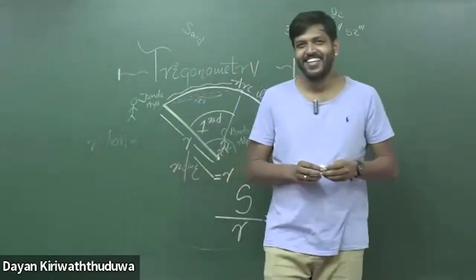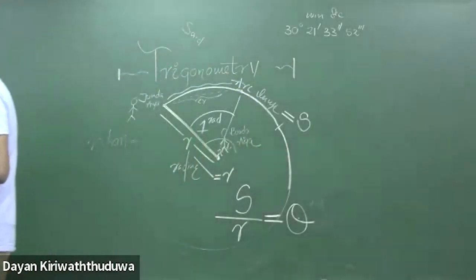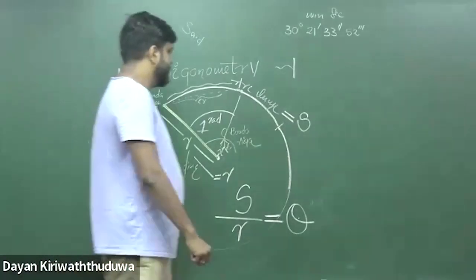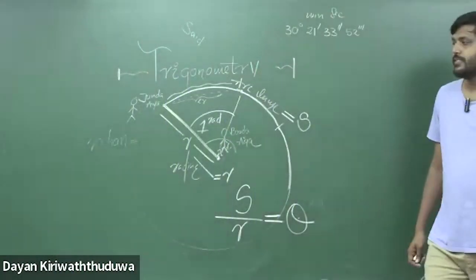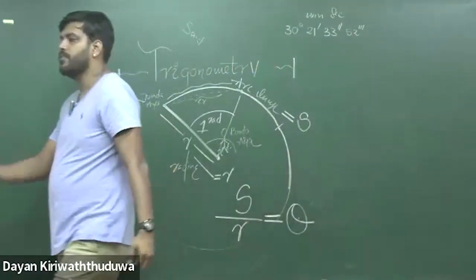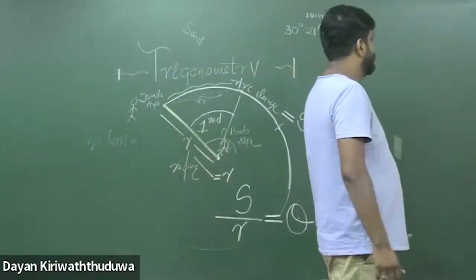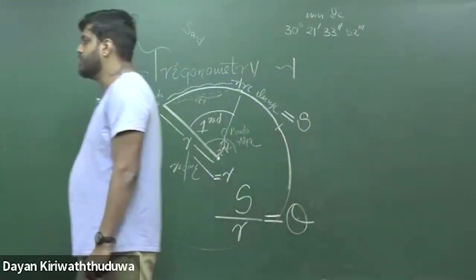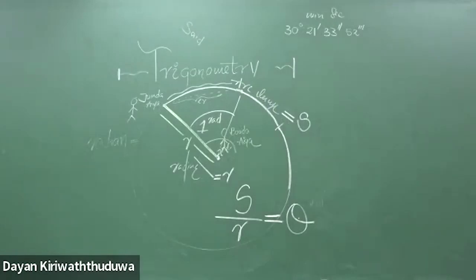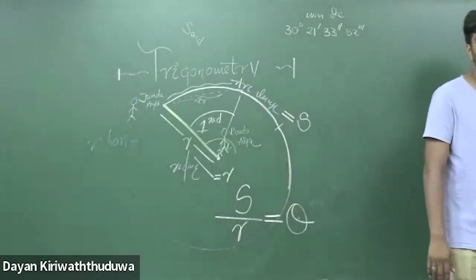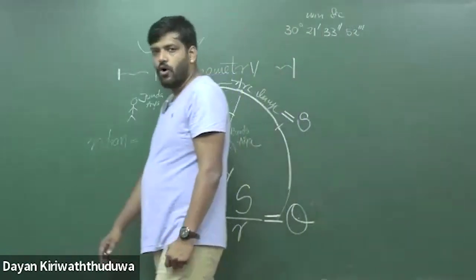The angle subtended by an arc length which is exactly equal to the radius of a particular circle is called a radian.